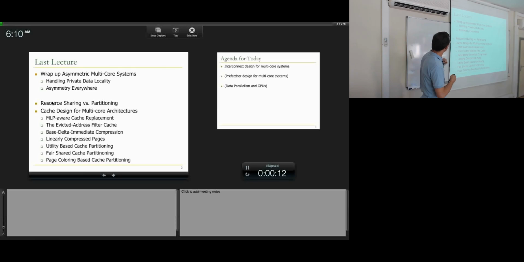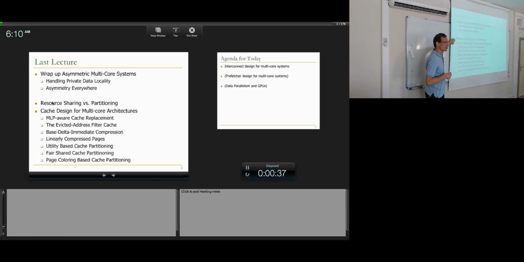Last lecture, we wrapped up asymmetric multi-core systems. We talked about how to handle private data locality, and we talked about how perhaps we can design systems that are much more power efficient as well as higher performance by specialization, customization, dynamically stitching together parts of the chip, asymmetric components. We also talked about a lot of cache research over the last few years.